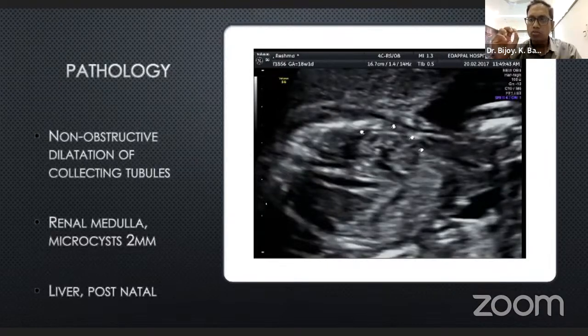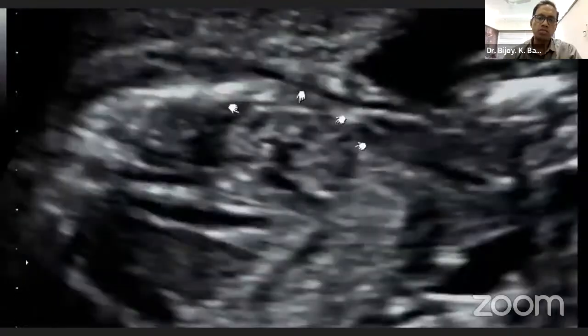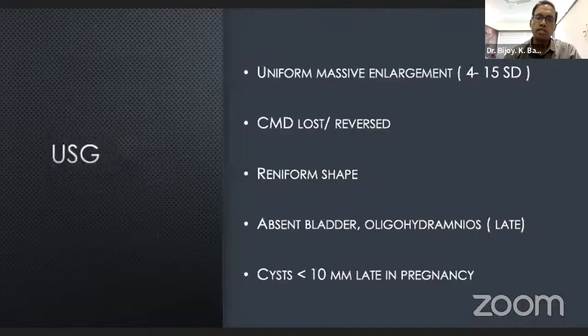Now, this happens because you're going to get cystic dilatation of the collecting tubules, which are going to be concentrated in the renal medulla, leading to echogenicity and loss of CMD. So your cysts are going to be located in the medulla, creating an echogenic kidney. So one of the hallmarks of ARPKD is the size. The kidney is going to be extremely large, and the CMD is going to be lost because the medulla is going to be echogenic. The reniform shape is maintained.